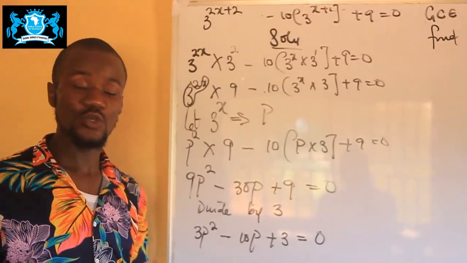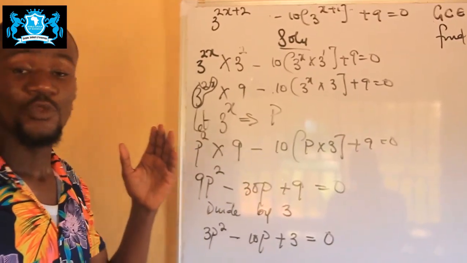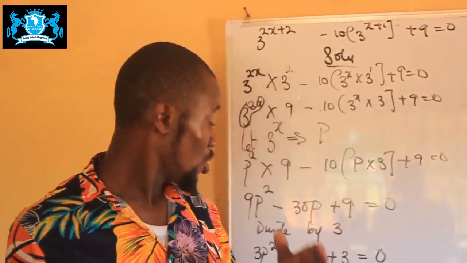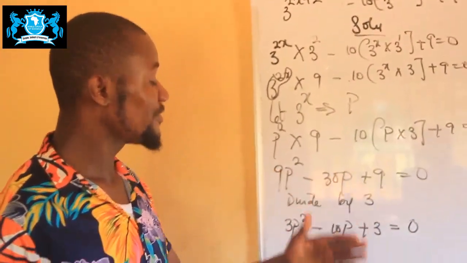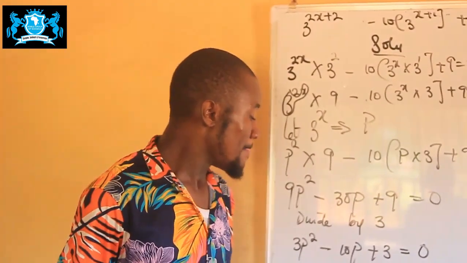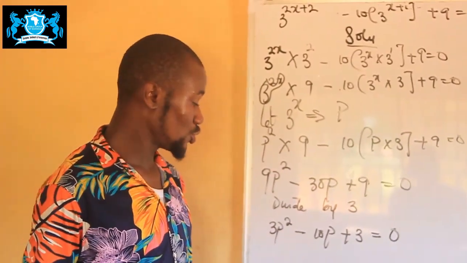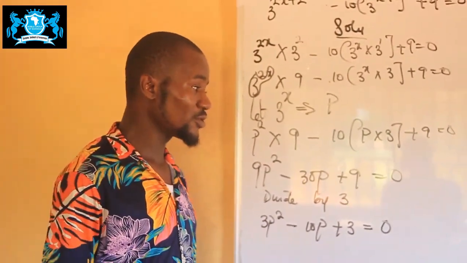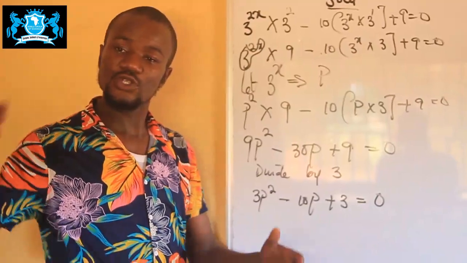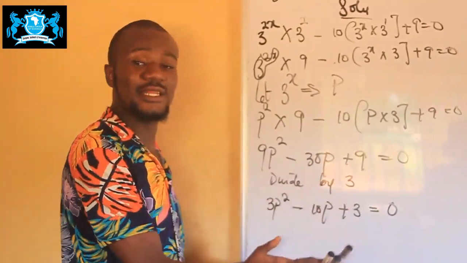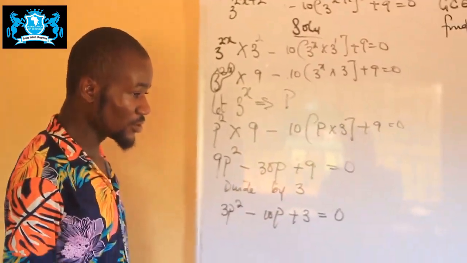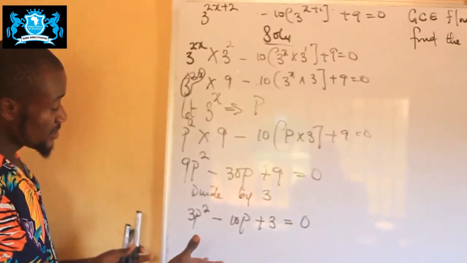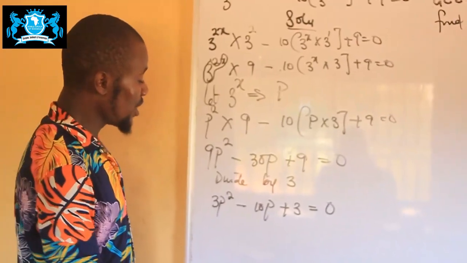Now, we have 4 methods of solving: the factorization method, the completing the square method, the formula method, which we call the almighty formula, and the graphical method. The easiest method to use here is the factorization method. If you use other methods, you will still get the same answer, but because of our time, let's use the factorization method.